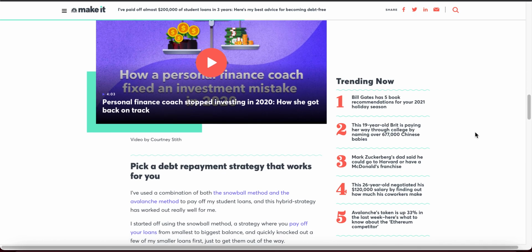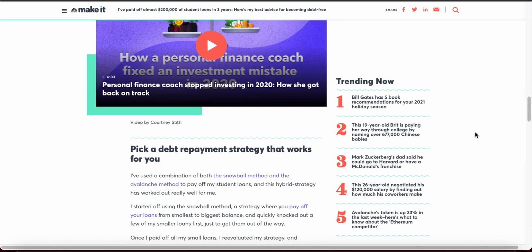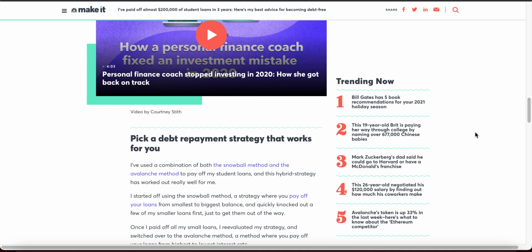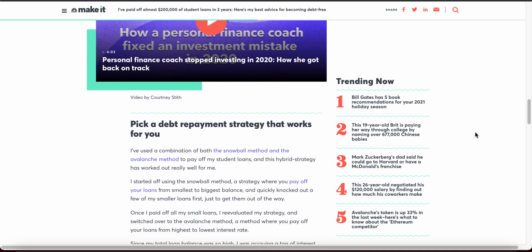So pick a debt repayment strategy that works for you. I've used a combination of both the snowball method and the avalanche method to pay off my student loans, and this hybrid strategy has worked out really well for me. I started off using the snowball method, a strategy where you pay off your loans from smallest to biggest balance and quickly knocked out a few of my smaller loans first, just to get them out of the way.